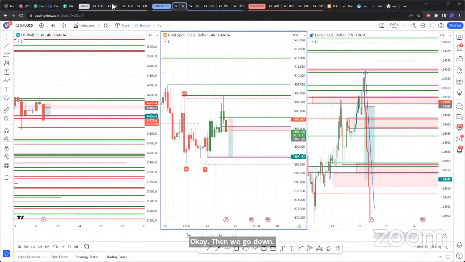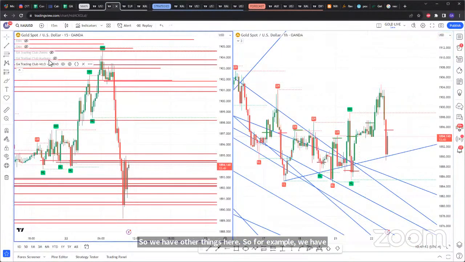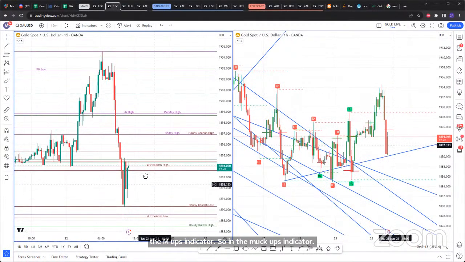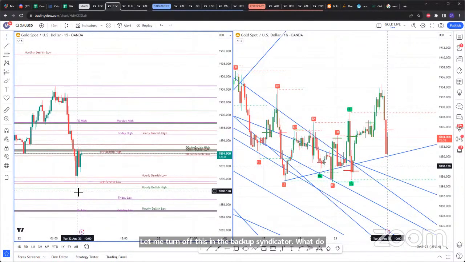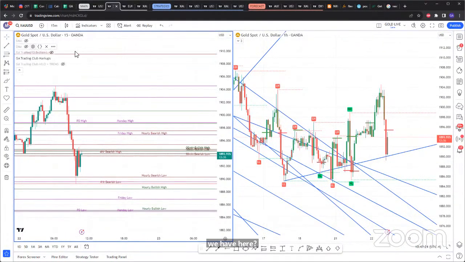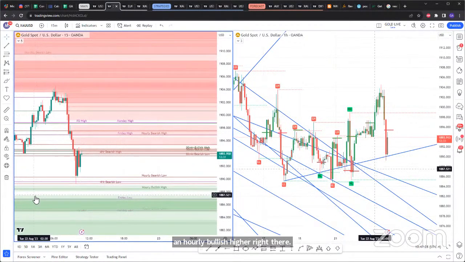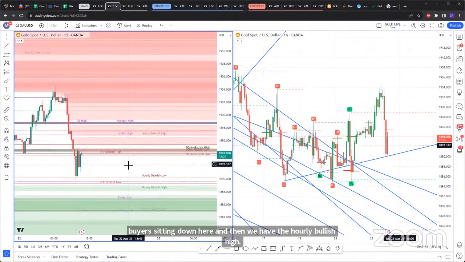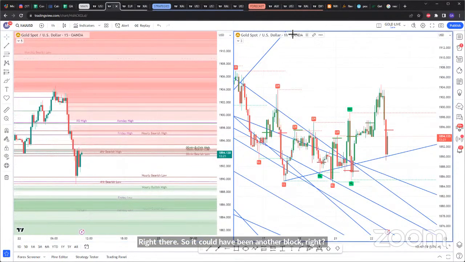For example, we have the markups indicator. Let me turn this off. In the markups indicator, what do we have here? Okay, we have this zone that's close to us. We have an hourly bullish high right there. If we turn on the zones, we have buyers sitting down here, and then the hourly bullish high right there. So it could have been an order block here also.